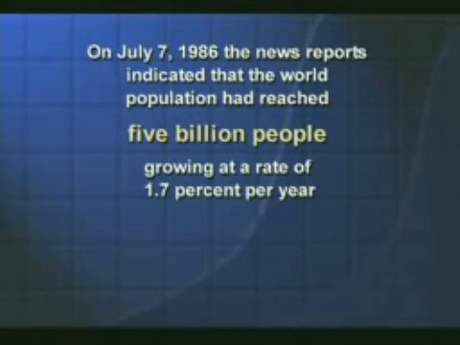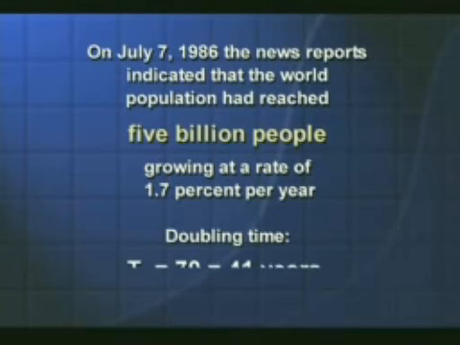In the summer of 1986, the news reports indicated that the world population had reached the number 5 billion people, growing at the rate of 1.7% per year. Well, your reaction to 1.7 might be to say, that's so small. Nothing bad could ever happen at 1.7% per year. So you calculate the doubling time, you find it's only 41 years.